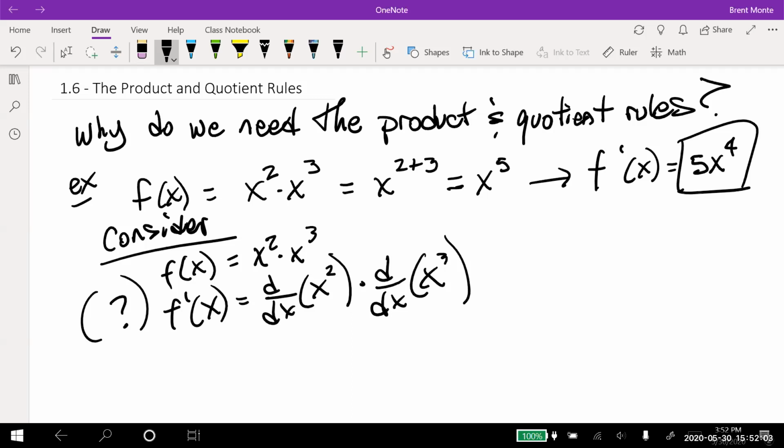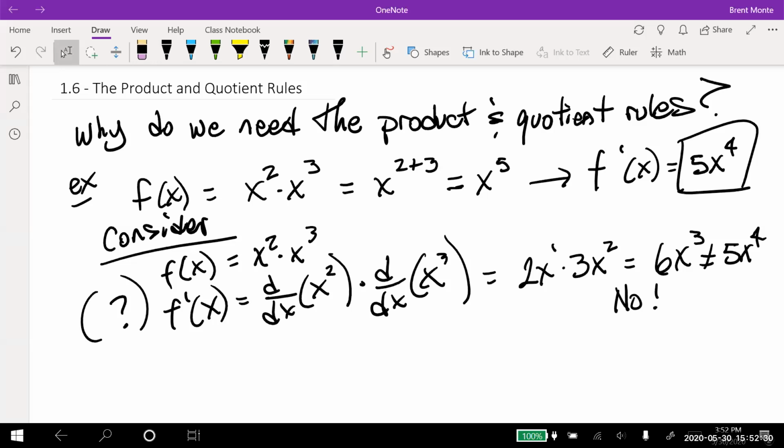Well, let's see. The derivative of x squared we know is 2x to the first, or just 2x. The derivative of x to the third is 3x squared. And when we multiply that, we get 6x to the third power, which clearly is not 5x to the fourth, which we know the right answer is. So clearly, that's a big no. So I can't just multiply the product of the derivatives to get a right answer. Let's show the same is true for the quotient.